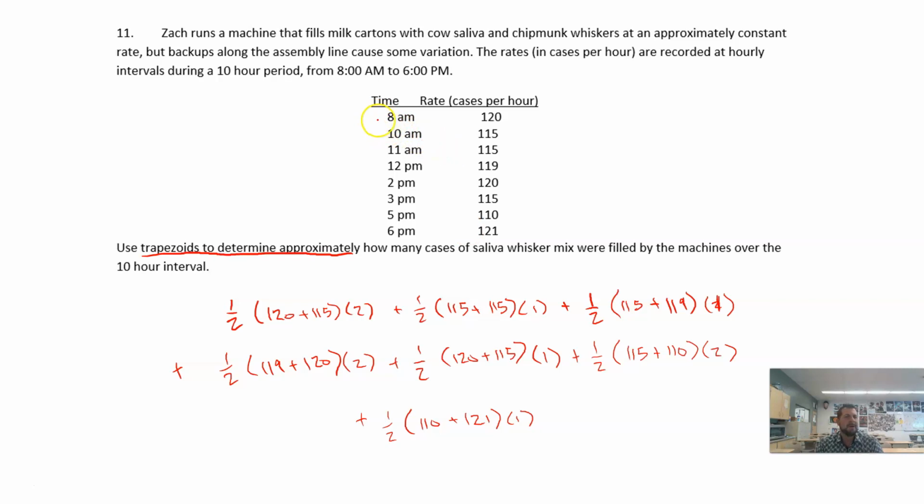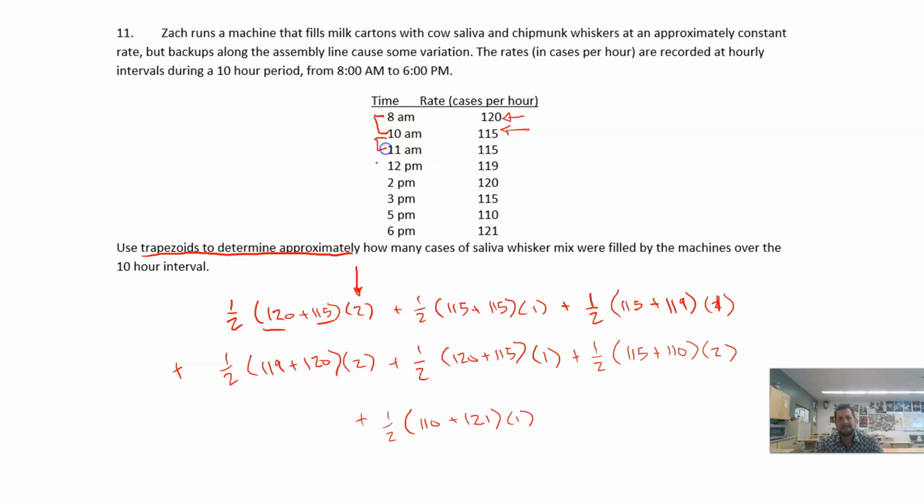So basically what we have to do is create a trapezoid for every time interval we have. My first one goes from 8 to 10. That's where that 2 comes from right there. Remember, both of these are base 1 and base 2 in our example. So 120 plus 115, that's just base 1 and base 2. Our formula is 1/2 times (base 1 plus base 2) times the height. And the height is always how far apart our time values are.